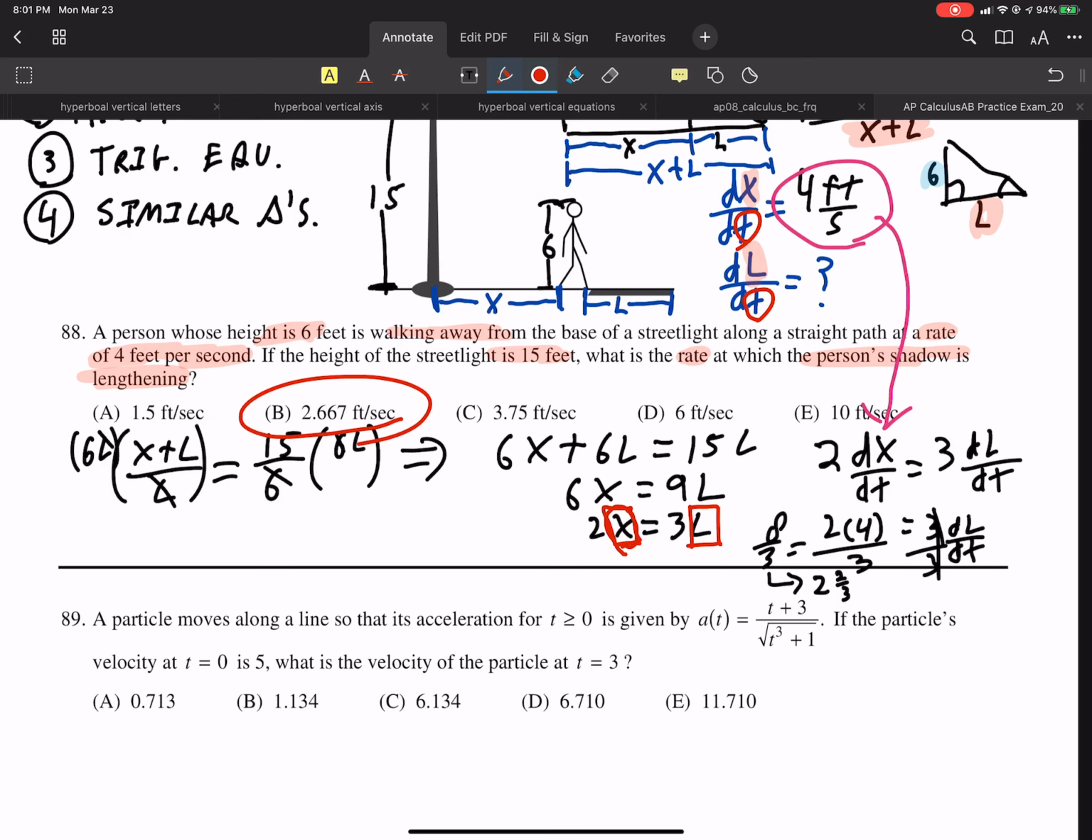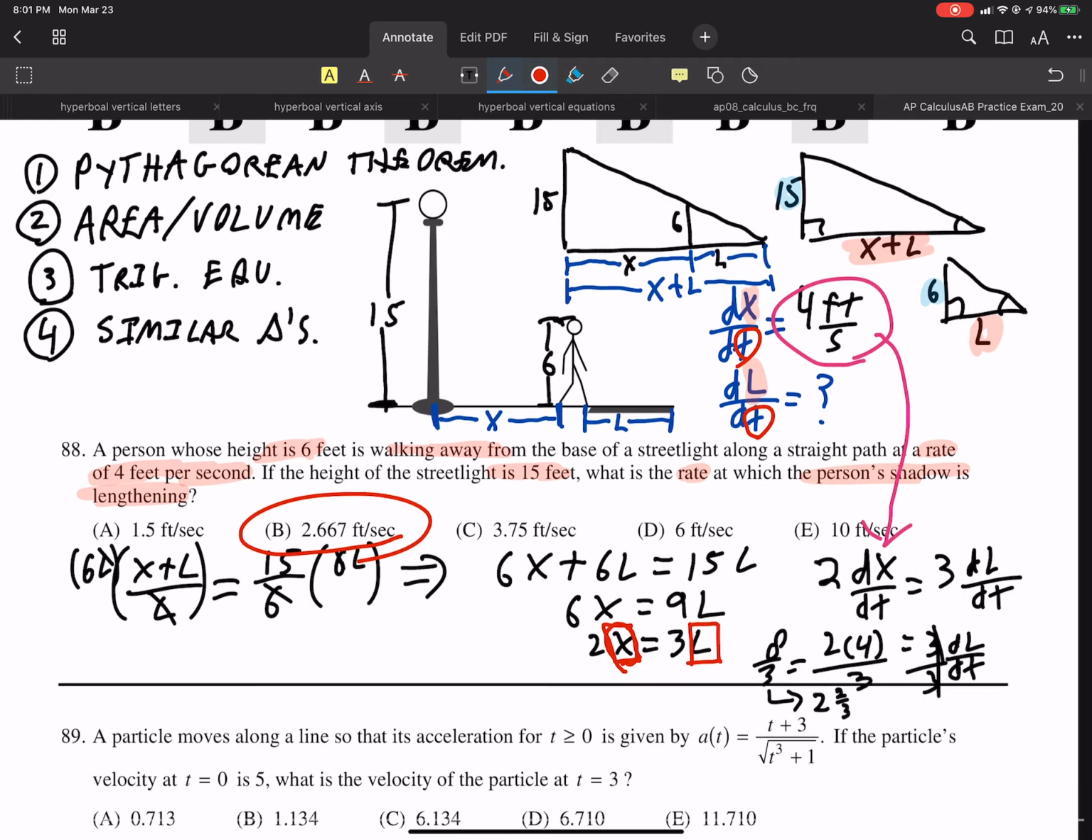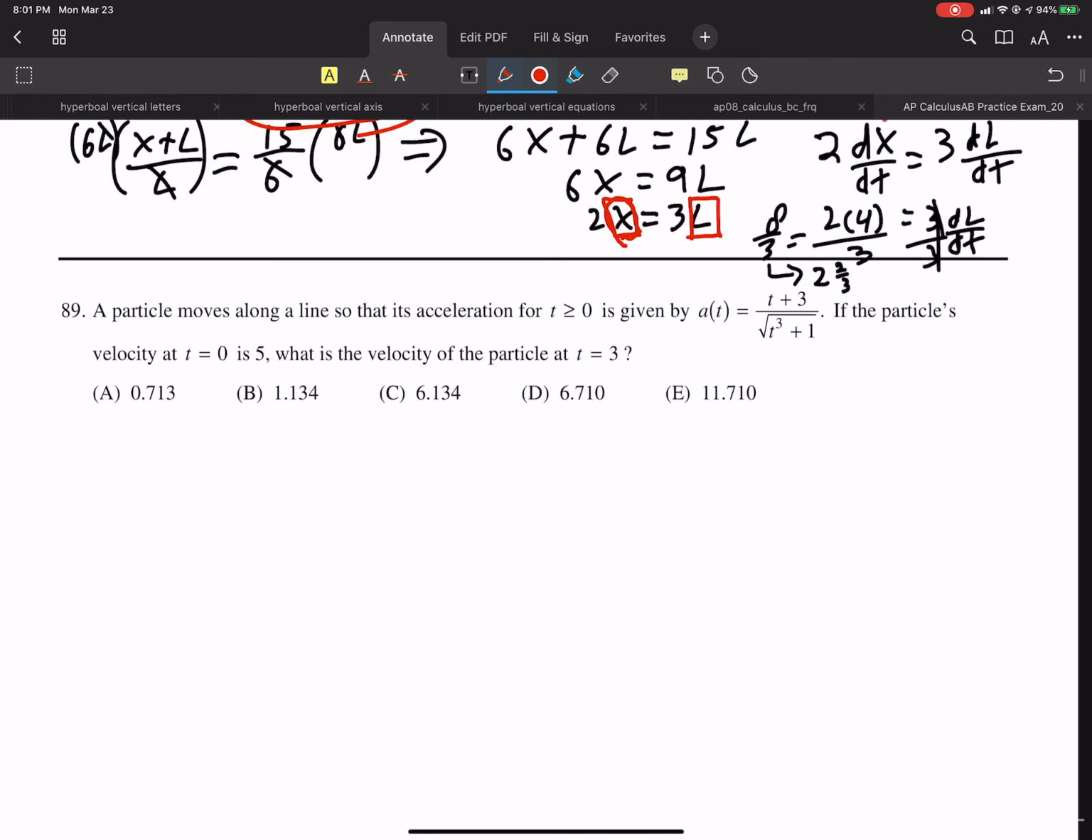Bam, your favorite related rates. They're not bad once you get the hang of it.